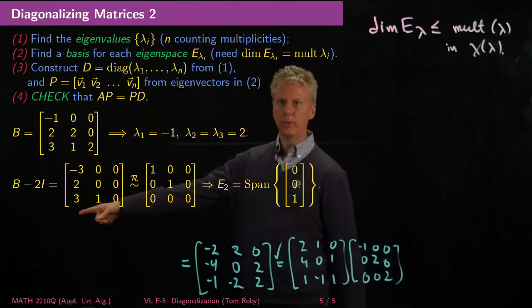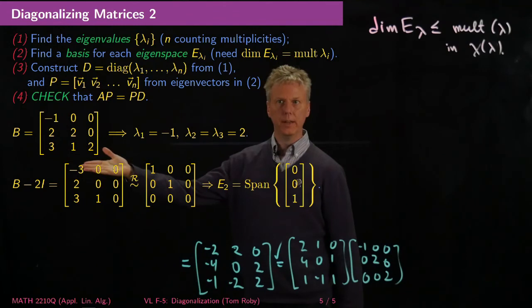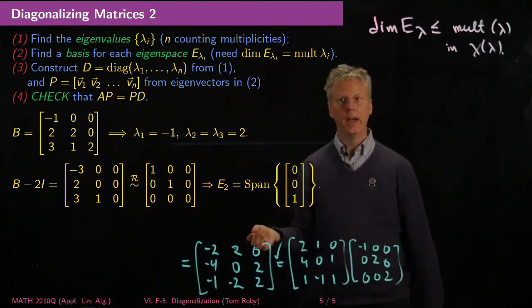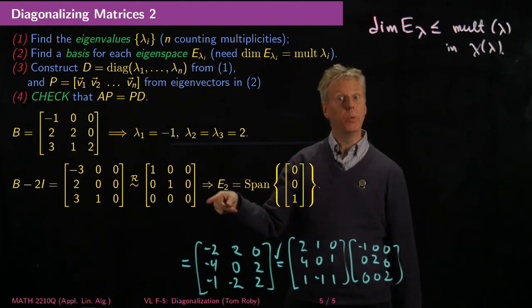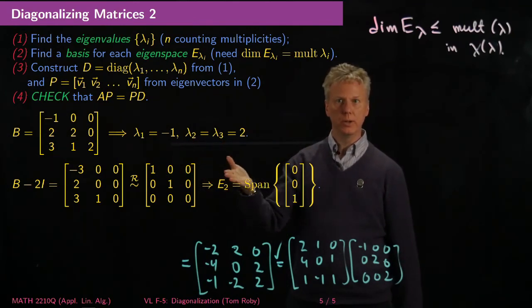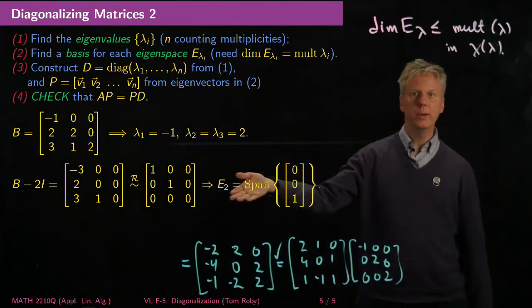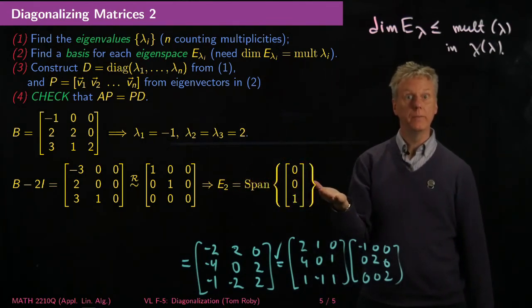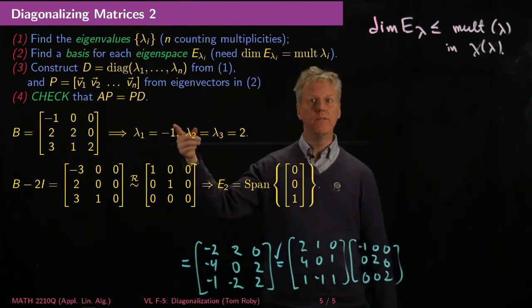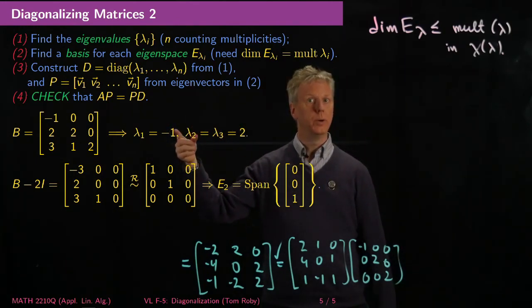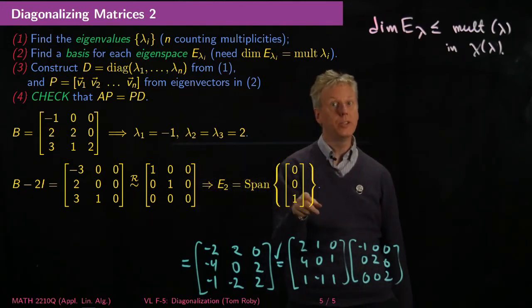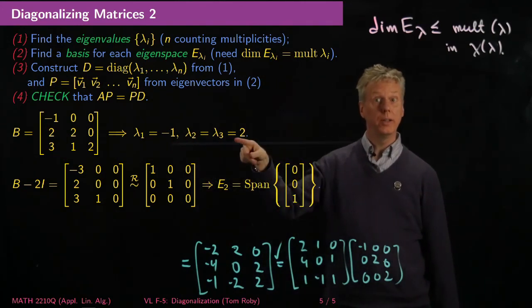So we do the same thing. We look at B minus 2I. We get this matrix by subtracting 2 from everything on the diagonal. And when we do row reduction, we find that we only get one free variable: x1 equals 0, x2 equals 0, x3 is free. And so E2 is the span of 0, 0, 1. So I'll get a dimension 1 eigenspace corresponding to negative 1, and a dimension 1 eigenspace corresponding to 2.